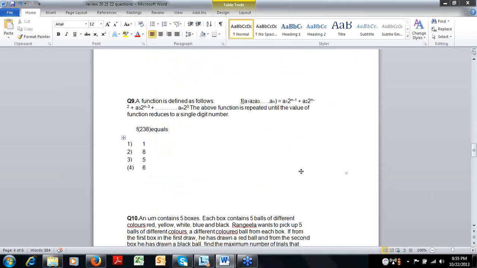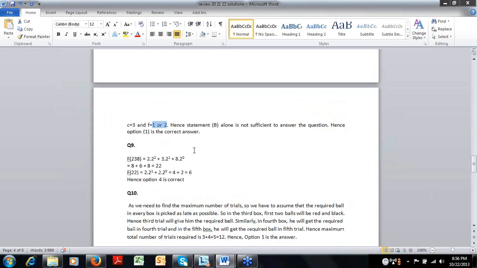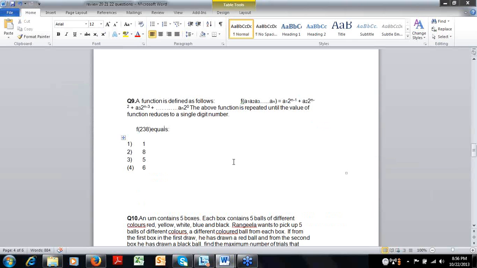Moving on to question number 9. Again a function question. A function is defined as f(a1, a2, a3, till an) is equal to a1 times 2 to the power n minus 1 plus a2 times 2 to the power n minus 2, similarly till an times 2 to the power 0. The above function is repeated until the value of the function reduces to a single digit number. So they are asking what is the value of f(238). So similarly we can calculate f(238) is equal to 2 into 2 square plus 3 into 2 to the power 1 plus 8 into 2 to the power 0. How are we getting this?